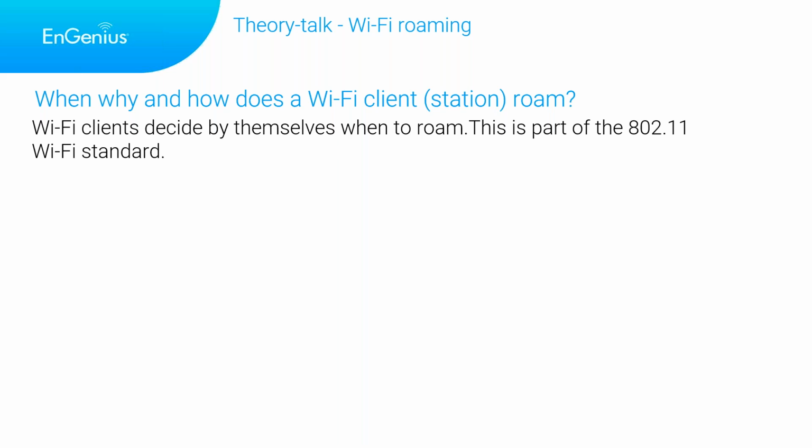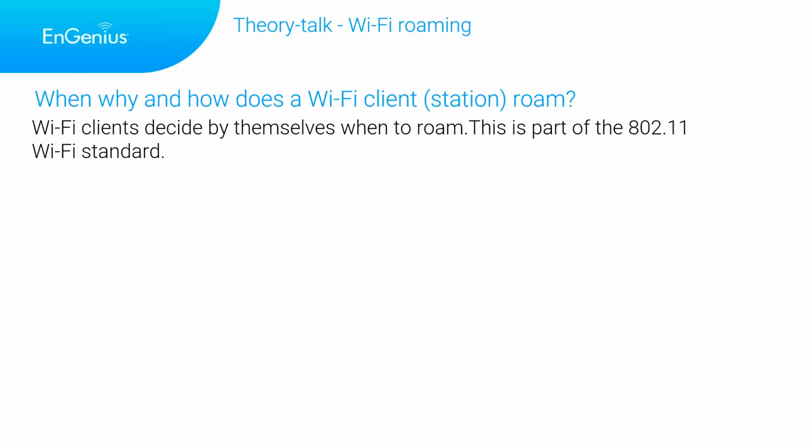So then we come to the other thing where a lot of people have misconceptions about why and how a Wi-Fi client roams. Basically, the Wi-Fi clients decide by themselves when to roam. This is part of the standard. They did not think at the start to put in a system that the access points would control when a Wi-Fi client would roam.